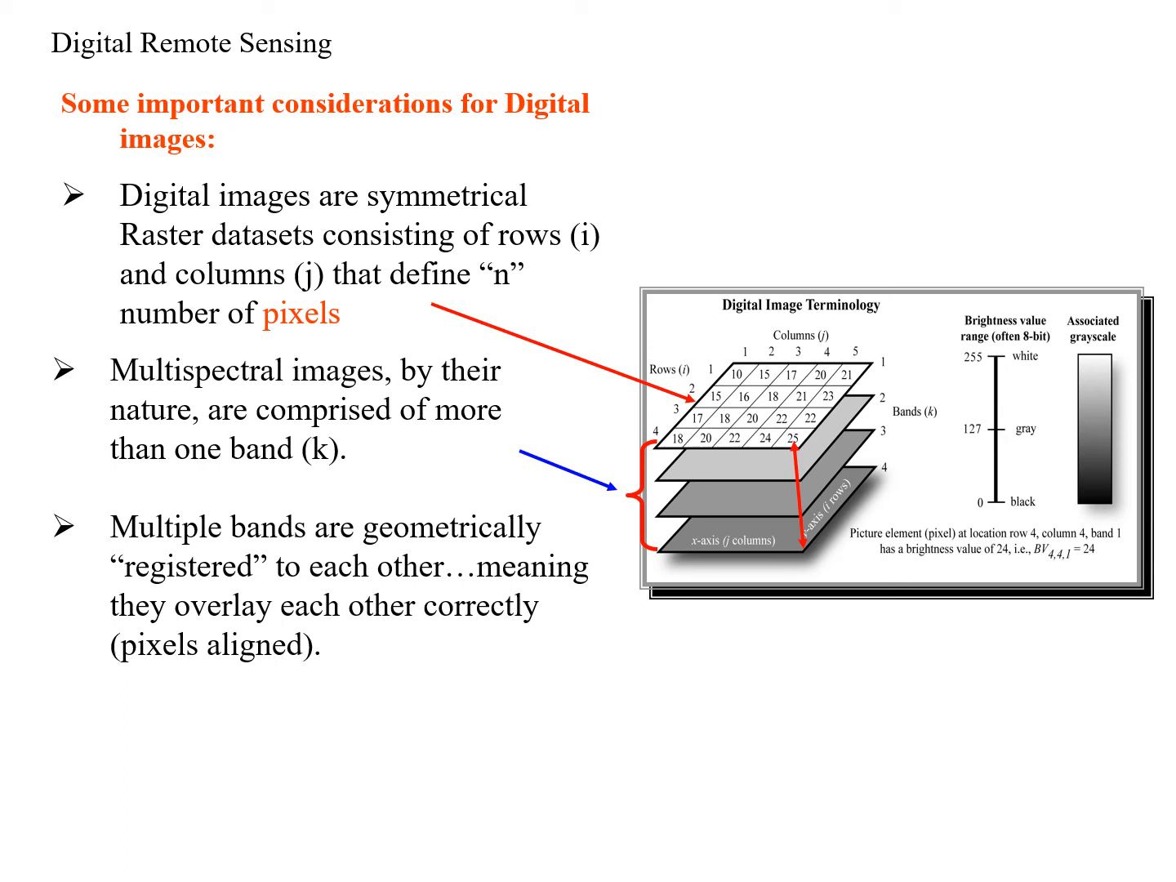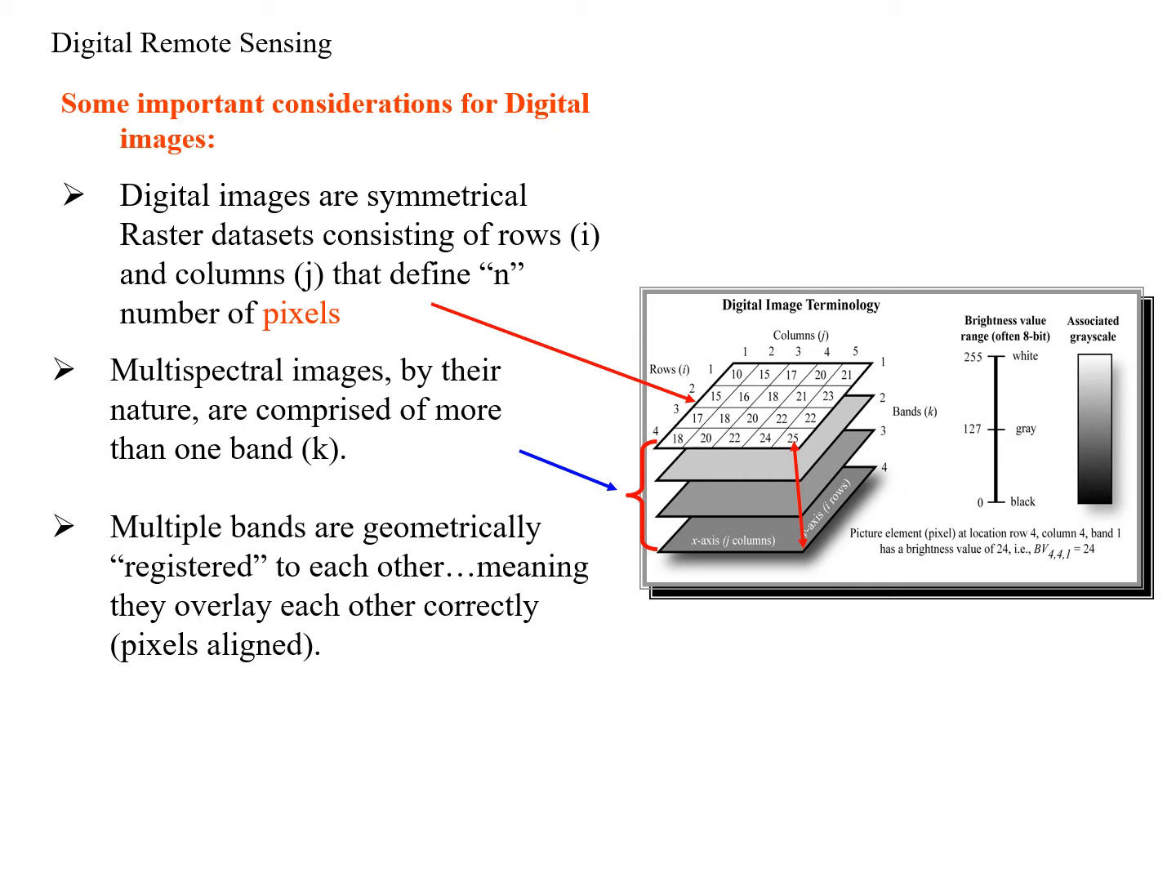We're going to be talking predominantly about digital images. And so from here on, we're going to talk about this kind of image for the rest of the image characteristics section of the lectures. So digital images are symmetrical. They consist of rows and columns that define n number of pixels. So it's a grid.